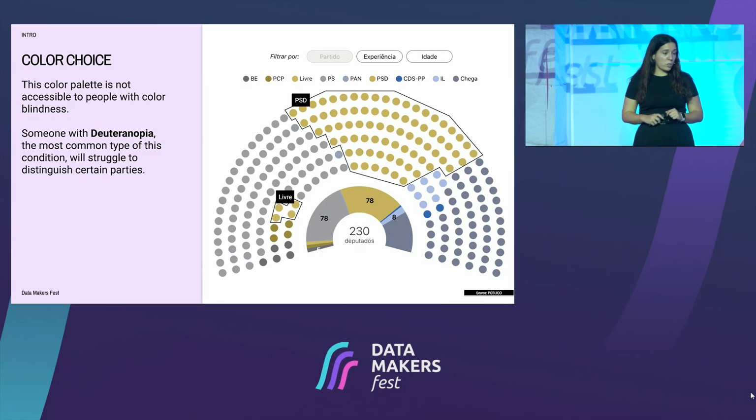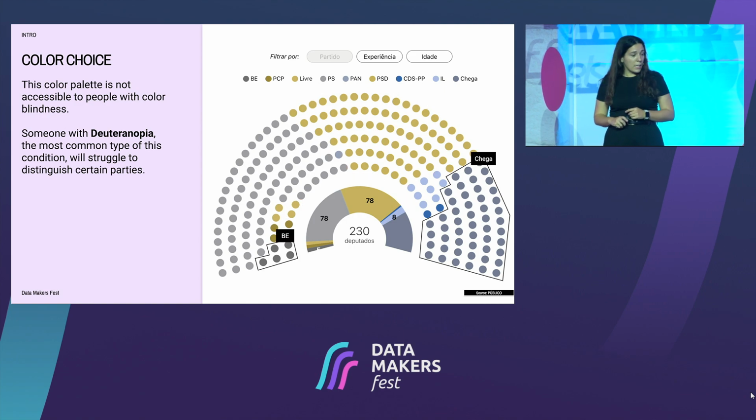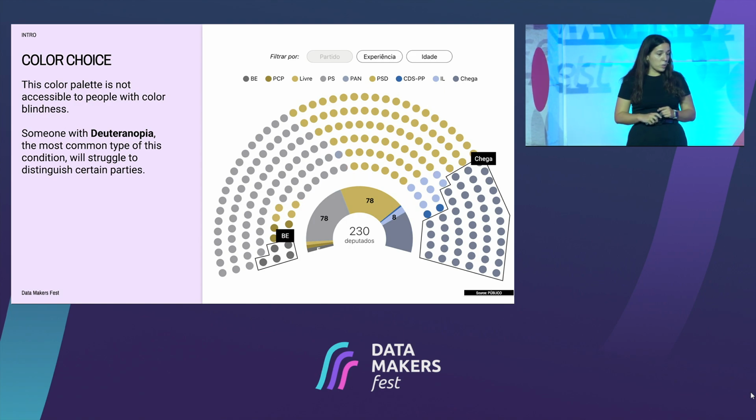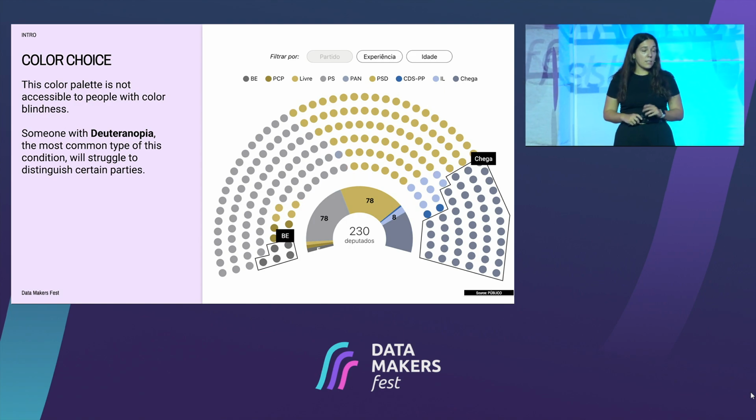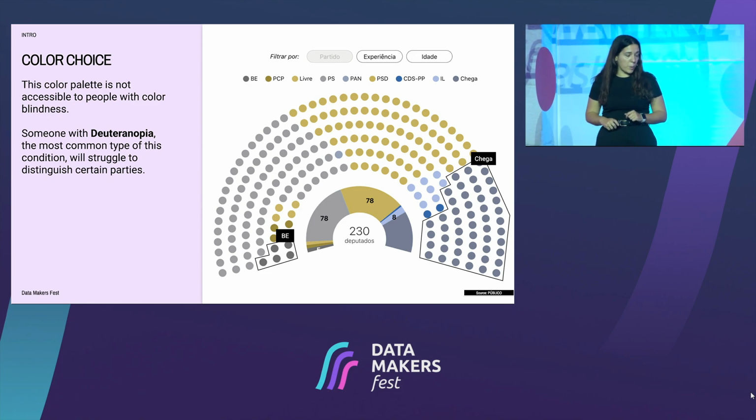So for example, just to point it out, it's really difficult to distinguish between PSD and LIVRE, and very hard to distinguish between Bloco de Esquerda and Chega. This is one example why this visualization is, in a way, excluding a subset of people.